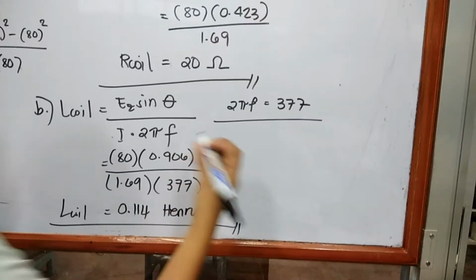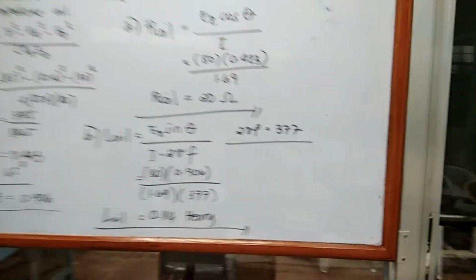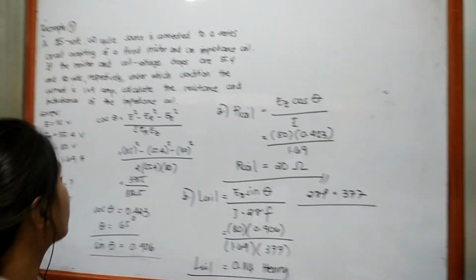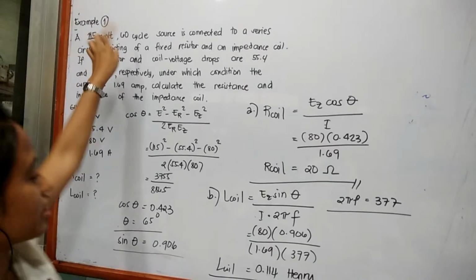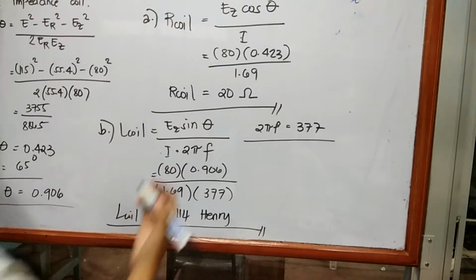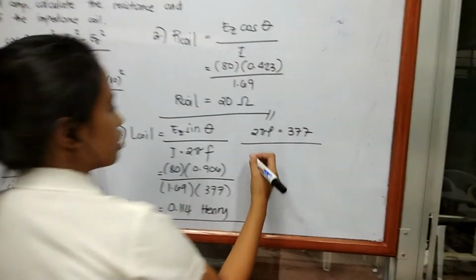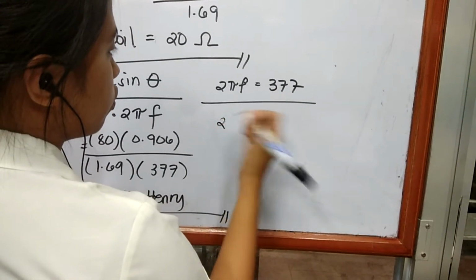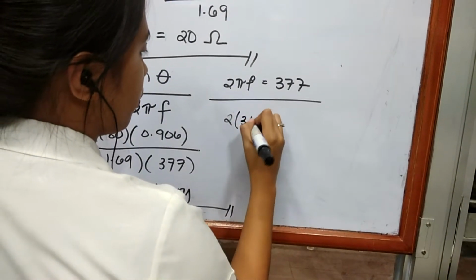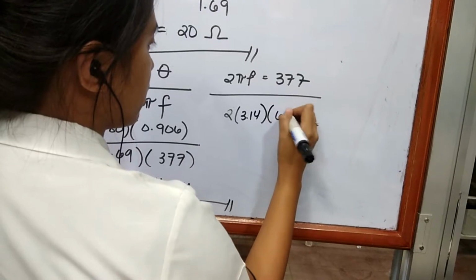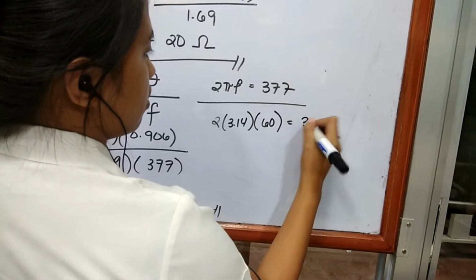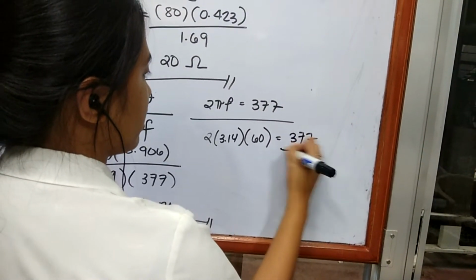So 2 pi f here is equal to 377 because our source is a 60 cycle. So substitute the 60 cycle as our frequency. So substitute 2 times 3.14 times 60, which is equal to 377.